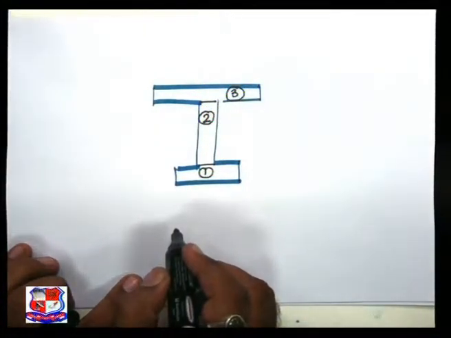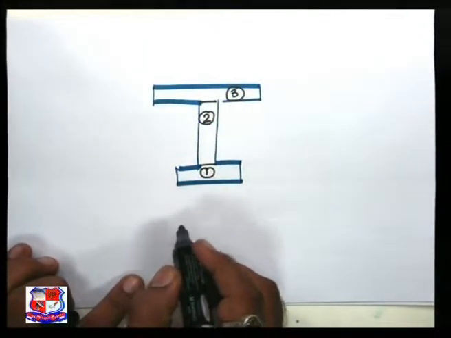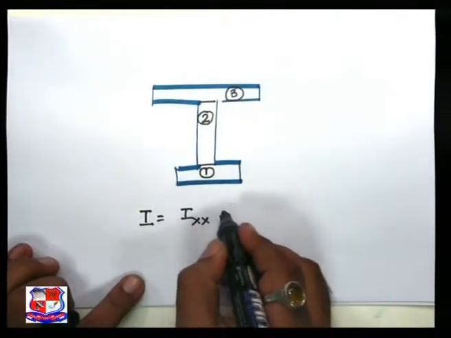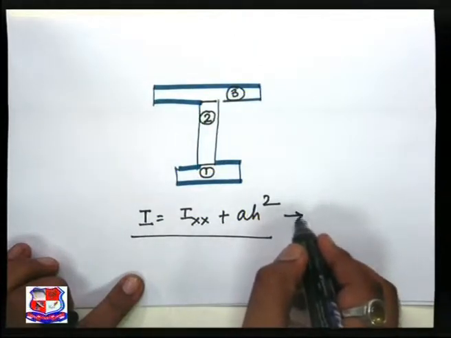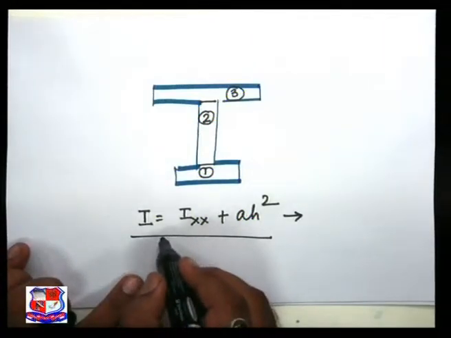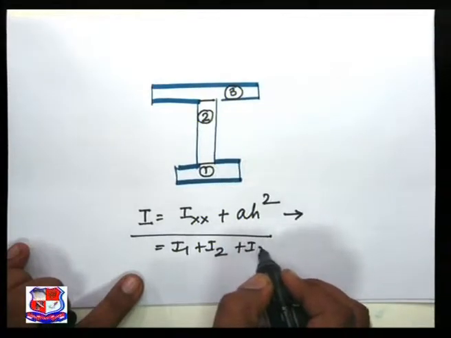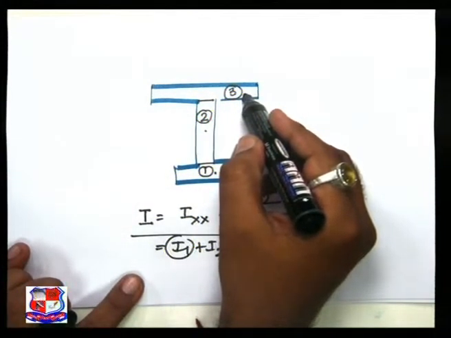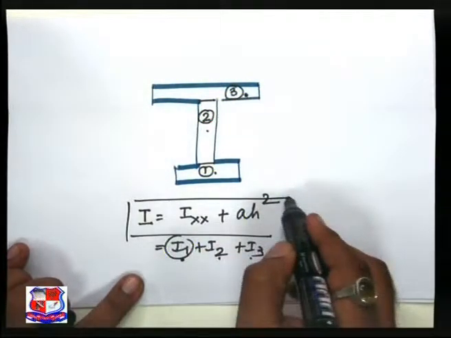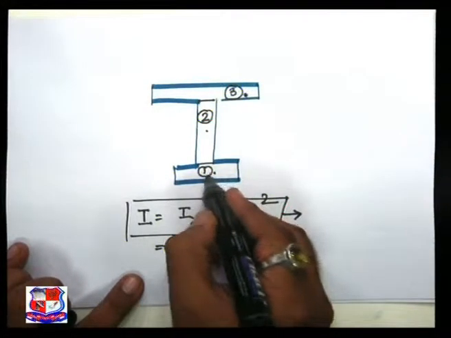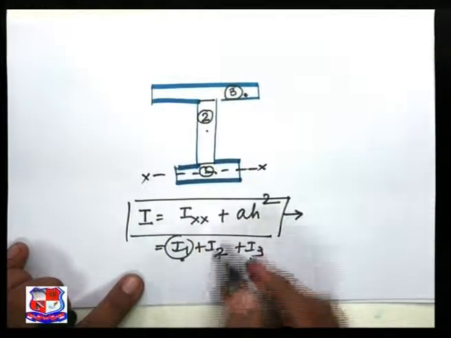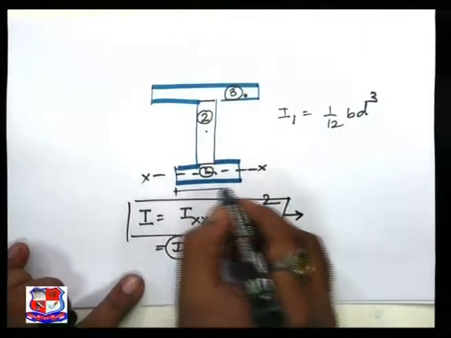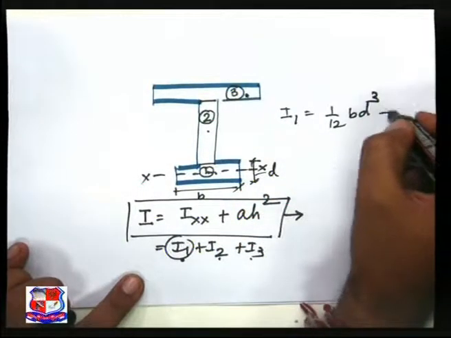So we have divided this I section into three parts, and we have used the concept of the parallel axis theorem: I is equal to Ixx plus AH square. This is the fundamental theorem that we have used to solve this. So we found I is equal to I1 plus I2 plus I3. I1 for this, I2 for this web, I3 for this particular flange. Now how to find I1? I1 is found using the basic principles of the parallel axis theorem, meaning it has its own axis CG XX. So I1 is equal to 1 by 12 BD cube, where this is my B and D is this one, plus AH square.